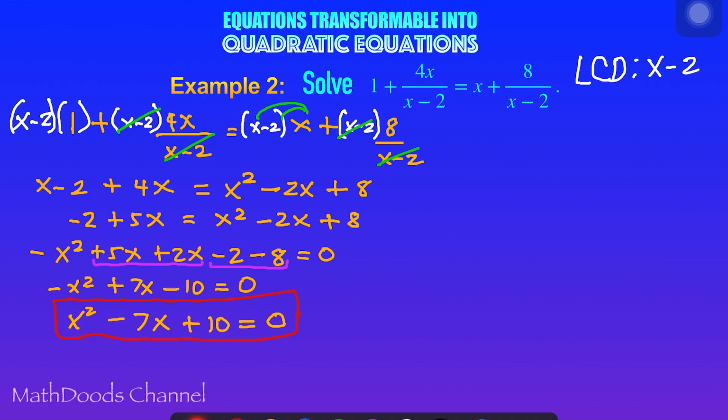Tapos, i-factor na natin. Ayan, factoring. Ang factor ng x squared ay x times x. Ang factor ng 10 ay 10 and 1 and 5 and 2. So, since this is 7, ang gagamitin natin is 5 and 2. Kasi 5 plus 2 is 7.